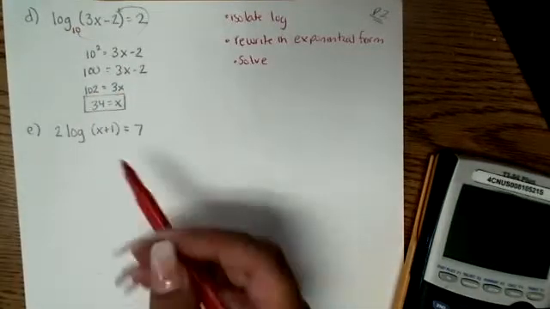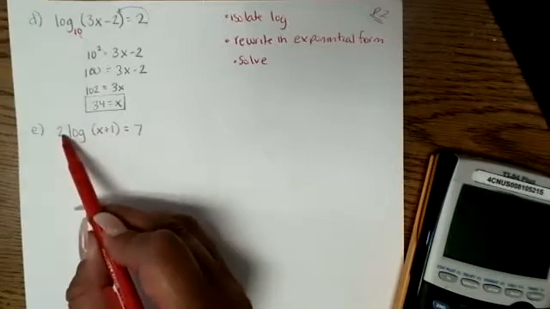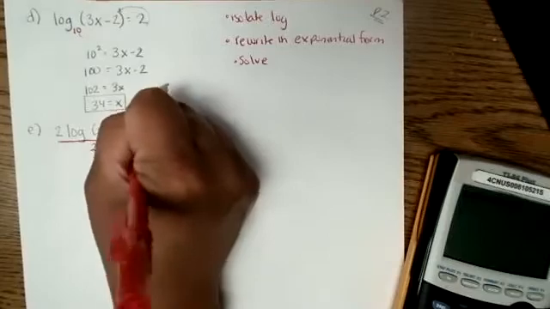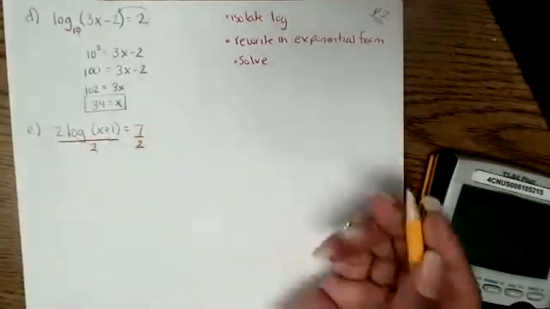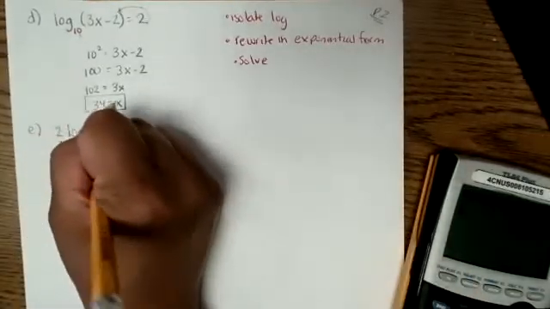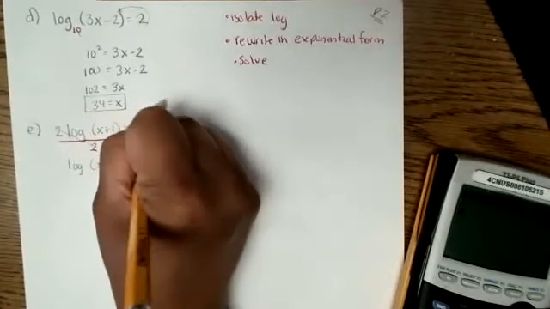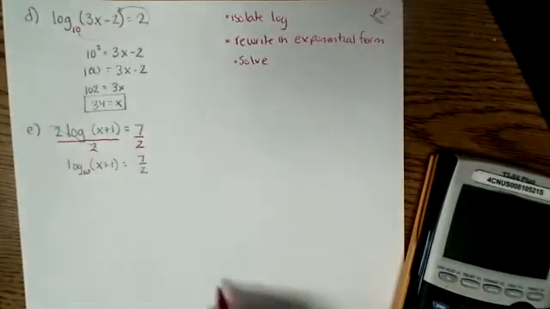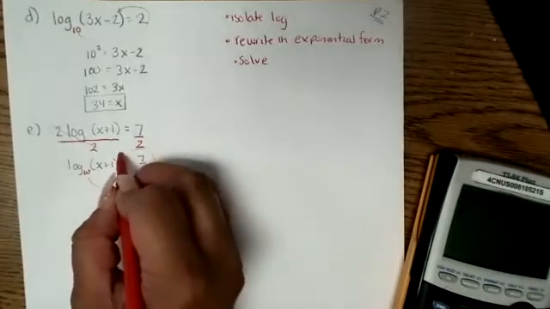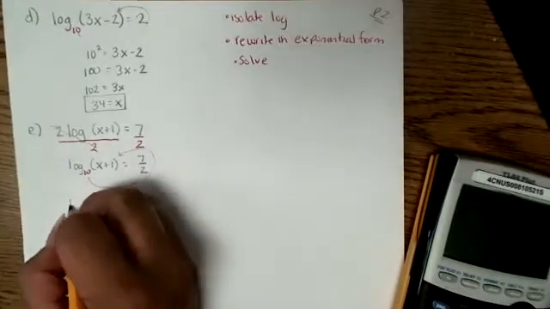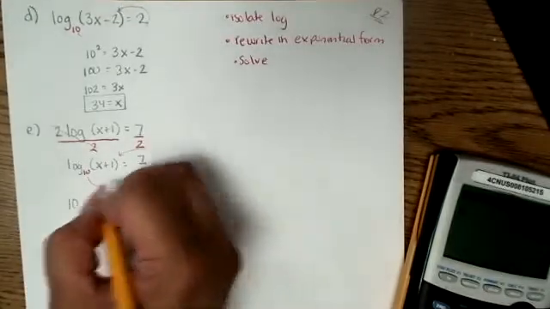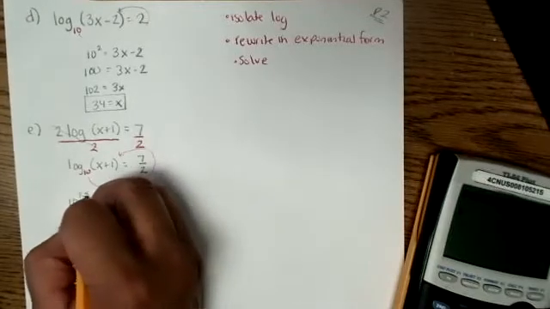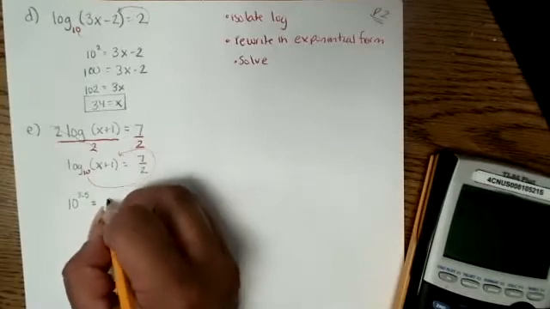Keep in mind, you have to isolate the logarithm. So this times 2, I need to move it to the other side. The opposite of times 2 is divide by 2. So now I'm left with log of x plus 1 equals 7 over 2. Now there's a base 10 here. You just don't see it. I'm going to rewrite it. So this is going to be 10 raised to the 7 over 2 power, which is 3.5, equals x plus 1.